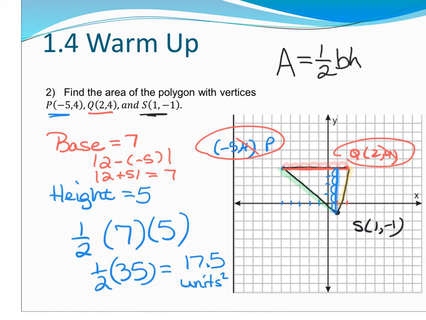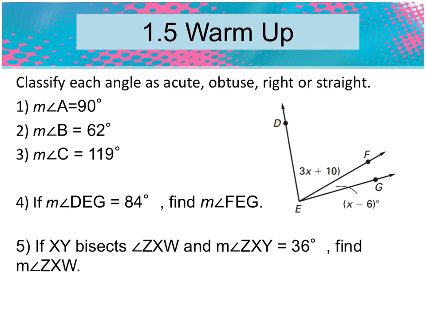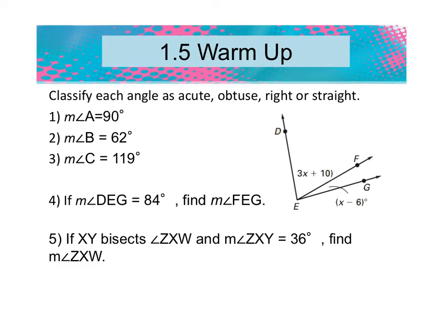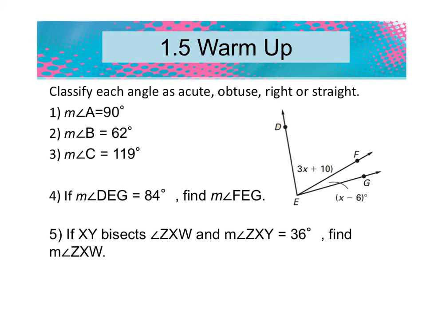Let's try 1/5, where we're going to be classifying angles. So in 1/5, we learned about acute, obtuse, right, and straight angles. So when you have an angle that measures exactly 90 degrees, this is called a right angle. When you have an angle that is less than 90 degrees, this is called an acute angle. And when you have an angle that is greater than 90 but less than 180, this is called an obtuse angle.